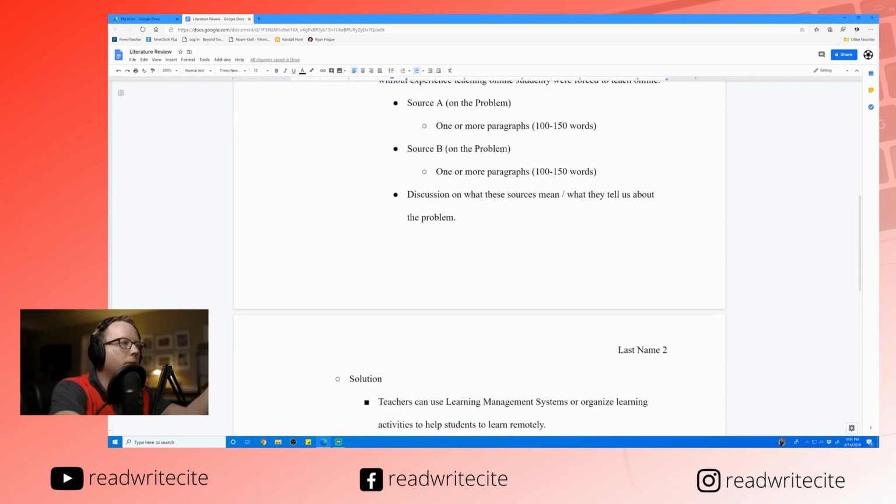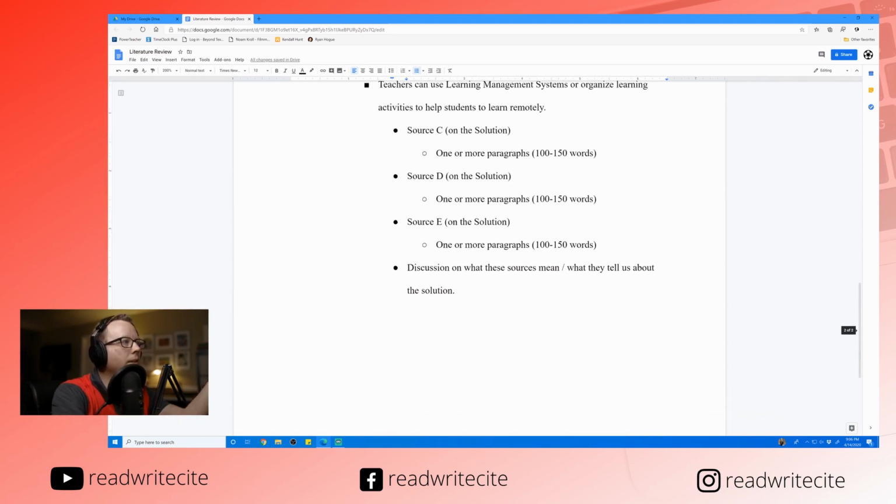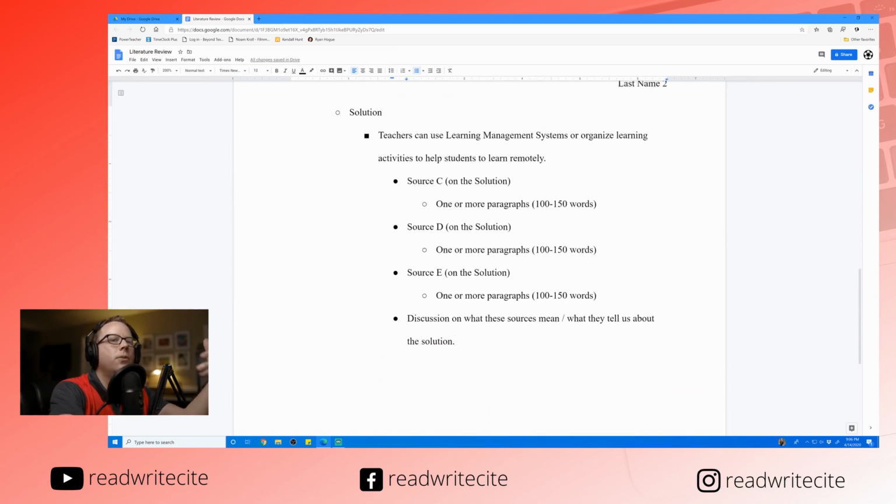Okay? Then you explain what that means. This is not just in relationship to the sources. This is explaining what the sources mean. Then you go on, you transition to a new section. It doesn't necessarily need a new header, but maybe, sure. Then you can transition, say something like teachers can use learning management systems to organize learning activities to help students learn remotely.